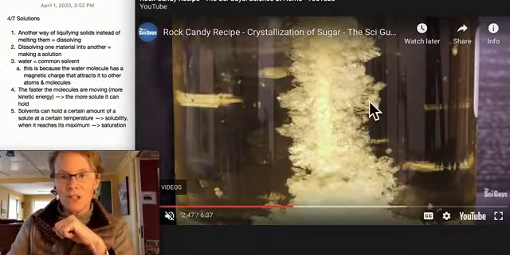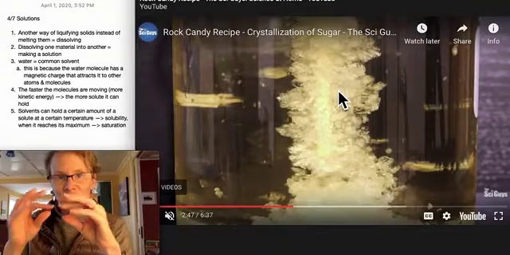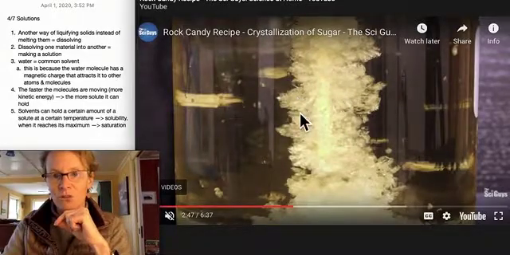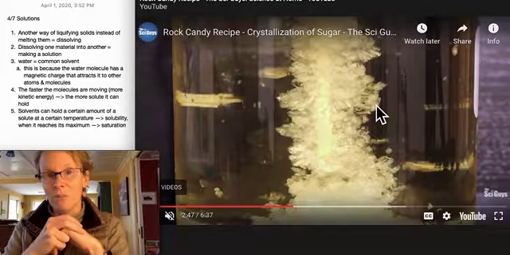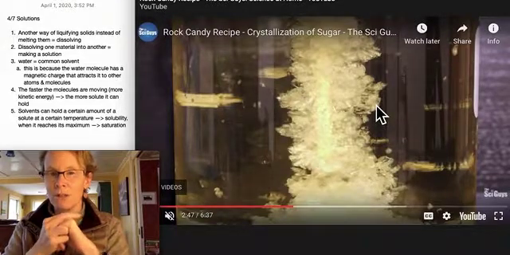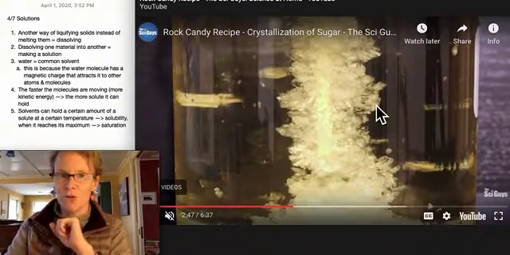And with the little seed crystals that you've added on your stick, that's going to give it a good starting point, and you're going to be able to see those crystals develop. And they actually develop one molecule at a time, and so you get these really beautiful shapes.